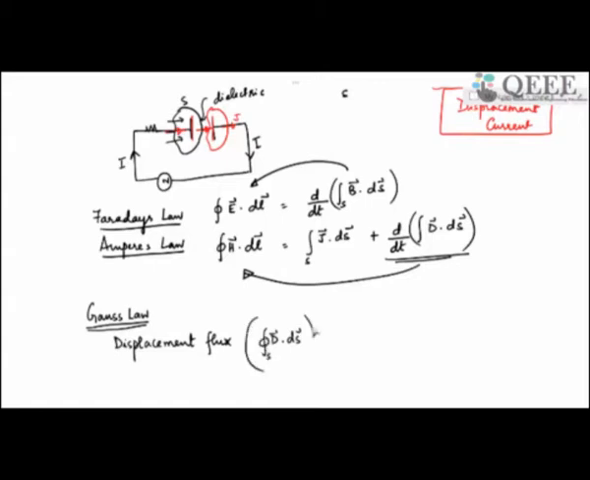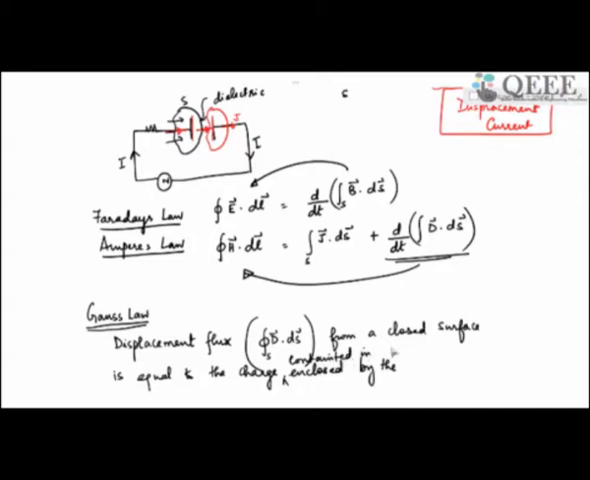And Gauss law actually talks about displacement flux from a closed surface is equal to the charge enclosed, charge contained in a volume enclosed by the surface.